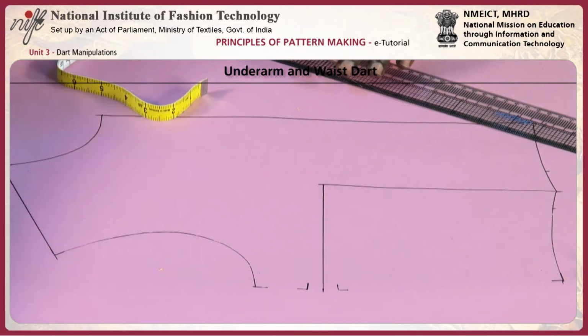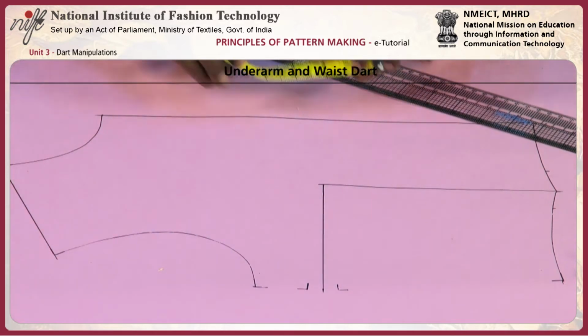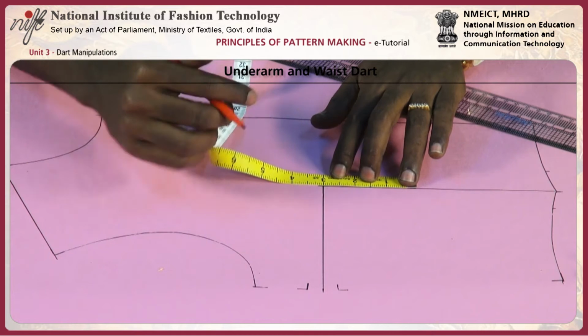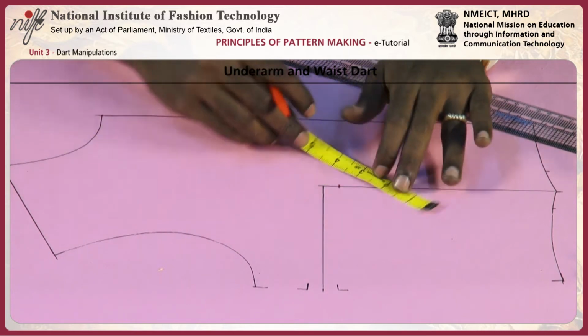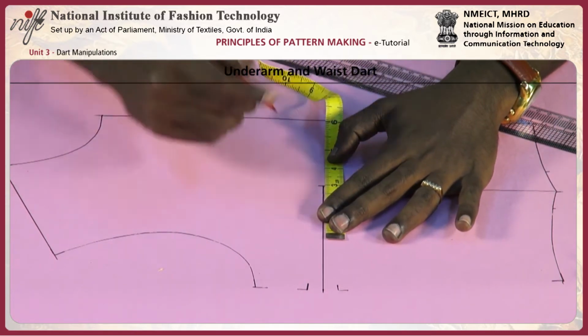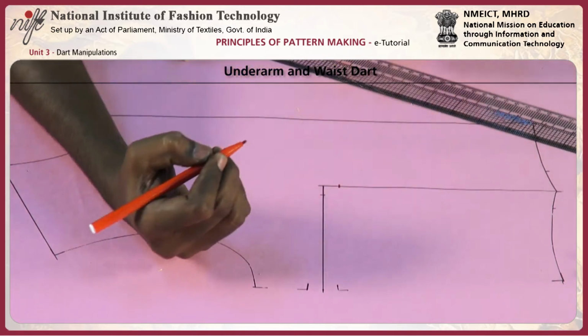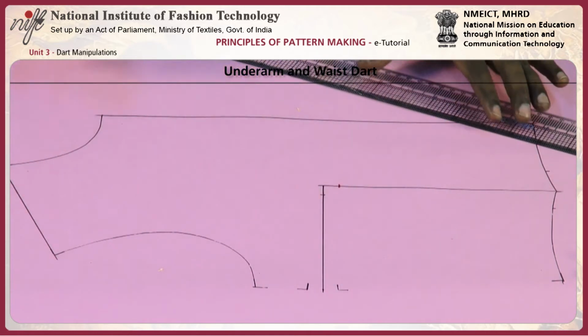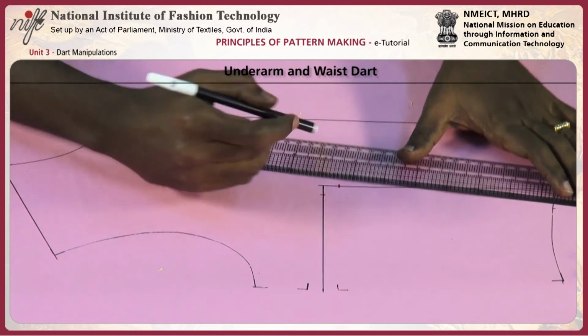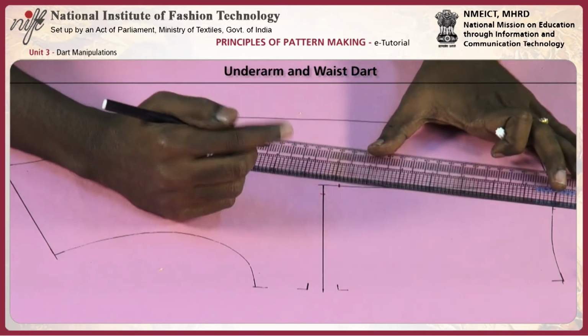Now we have to reduce half an inch. Mark half an inch from the bust point on both waist dart and underarm dart. Draw the dart legs.